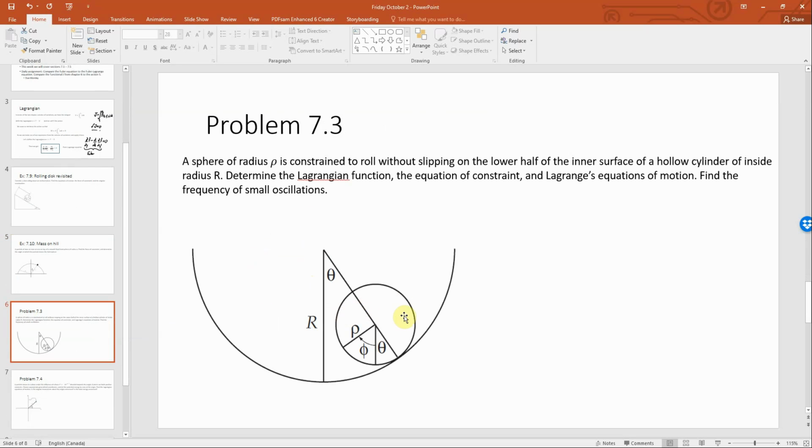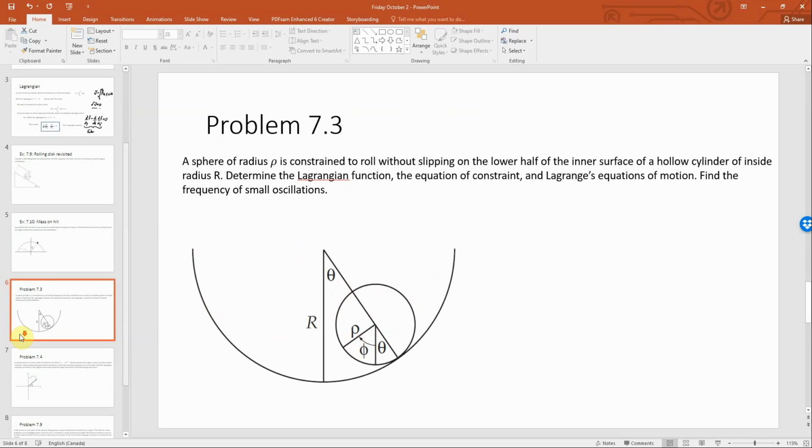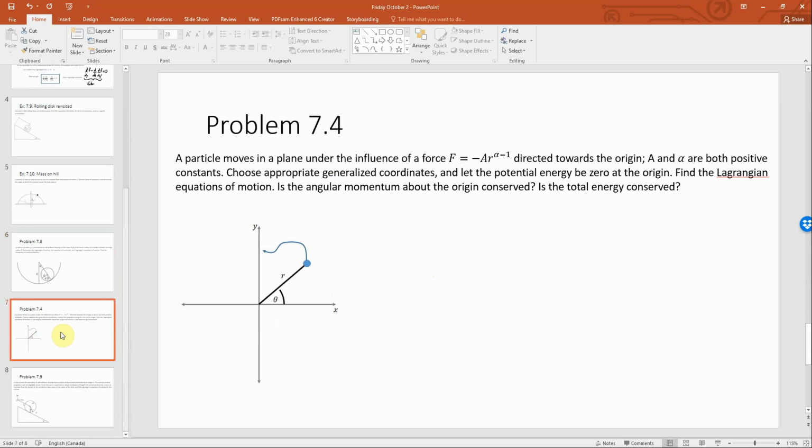We'll also be looking at having a disk that rolls in this hemisphere, and we'll find the equations of motion for this. This is going to be an interesting problem because we'll have this particle moving in something that's kind of like Cartesian coordinates, but it turns out that we'll be using these generalized coordinates to find this, and we can use this to find the equations of motion. This will emphasize these generalized coordinates.